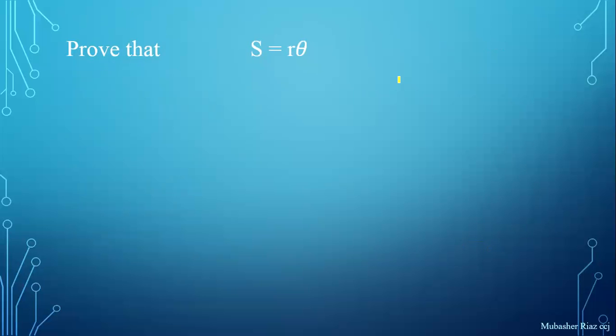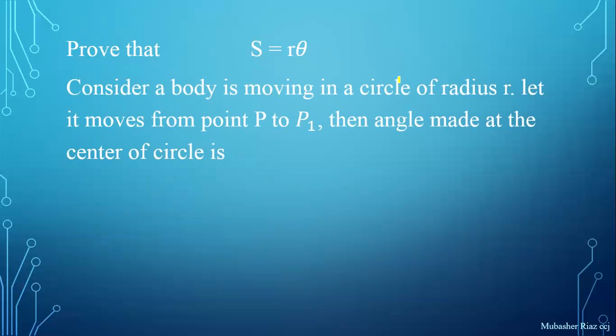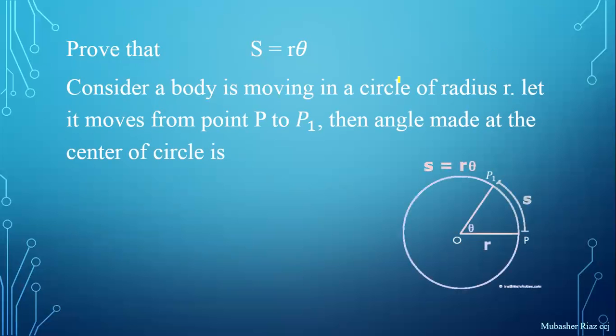So to prove this relation, let me consider an arrangement which consists of a body. It's moving in a circle of radius R. Let it move from point P to P1. Here P is the initial position, P1 is the final position. Then the angle made at the center of the circle is equal to theta. This is an arrangement where the object is moving in this circle. So here P is the initial position and P1 is the final position.